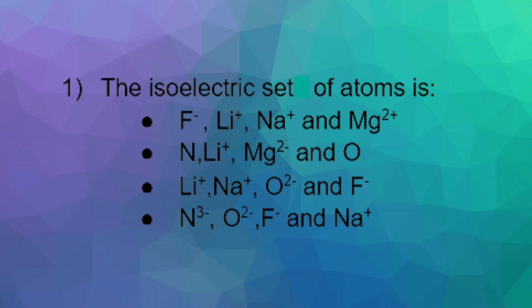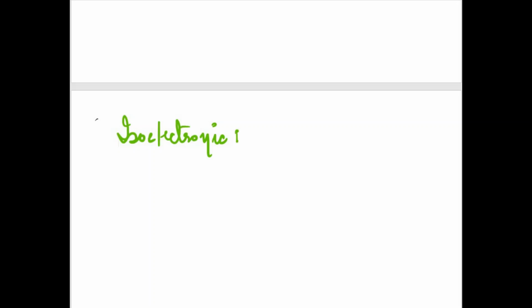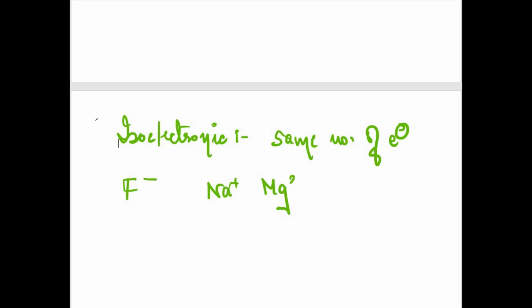So the first question is very simple and very direct, which has been asked in 2019 of your mains examination. Very basic concept. That is the isoelectronic set of ions. Now the term isoelectronic needs to be understood first. Isoelectronic is same number of electrons. Okay, same number of electrons means isoelectronic. So what do we have? F minus, Na plus, Mg2 plus, and we have another one, Li plus.